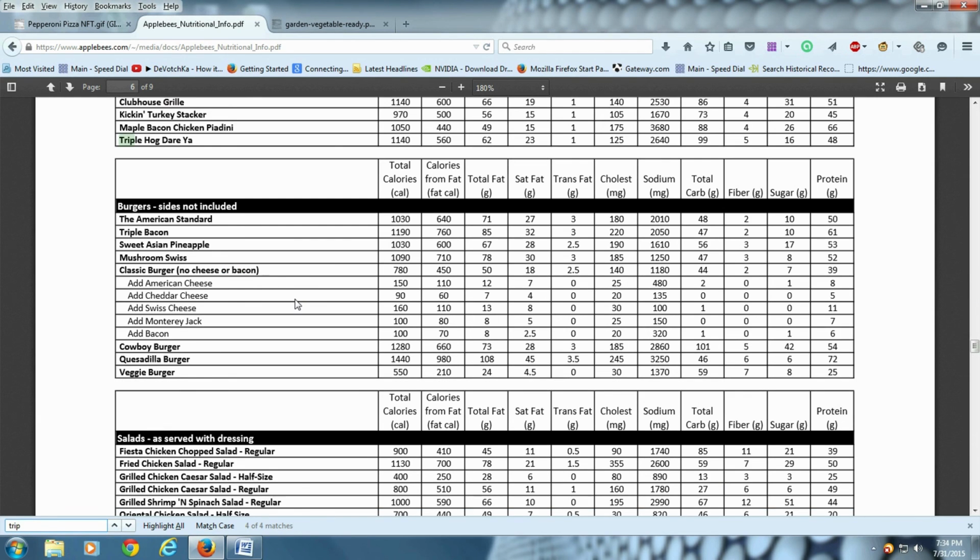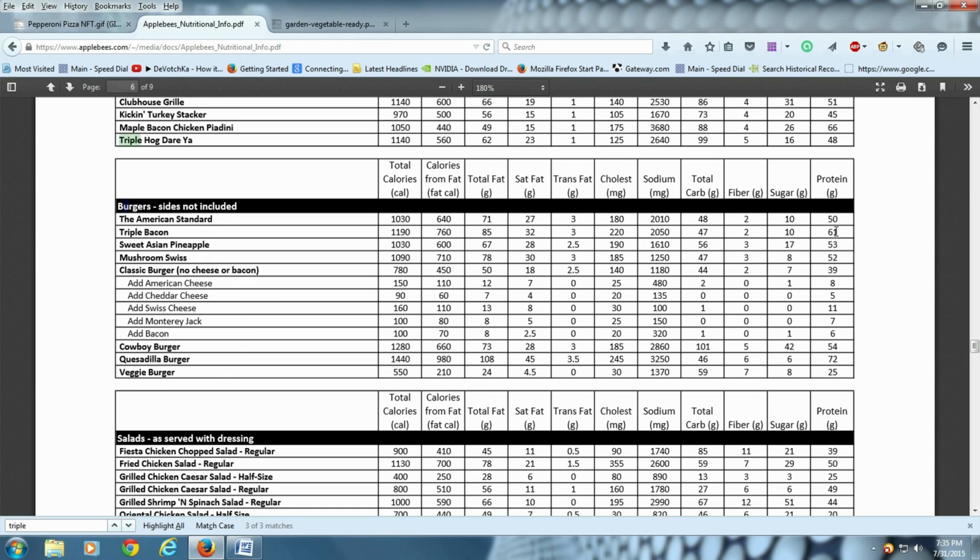I want to order the triple bacon burger. Okay, right here, triple bacon burger. So now I go across and I look: 85 grams of fat come from this burger, 47 grams of carbs, and 61 grams of protein. And that's just the burger itself.